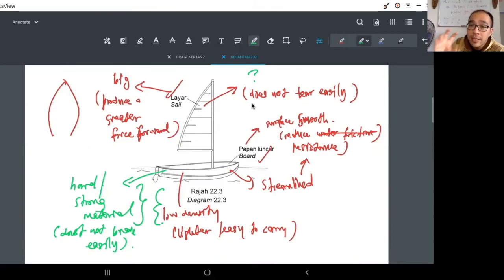Okay, certain things, of course, have to do with physics. For example, streamline or smooth surface. Everything is to reduce resistance or water friction. Those are more physics related. But some answers are actually quite standard. Okay, you just have to memorize them, and if you can apply them to the situation, go ahead and apply it.